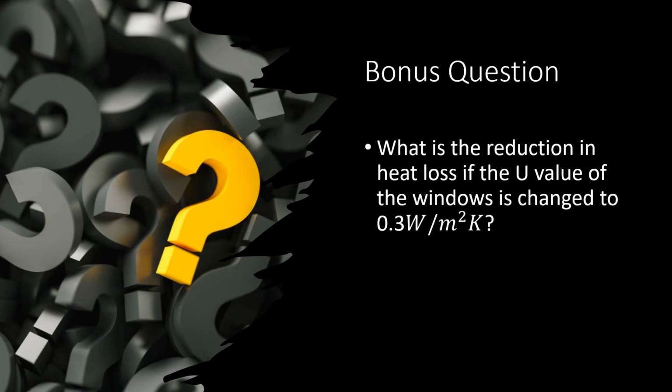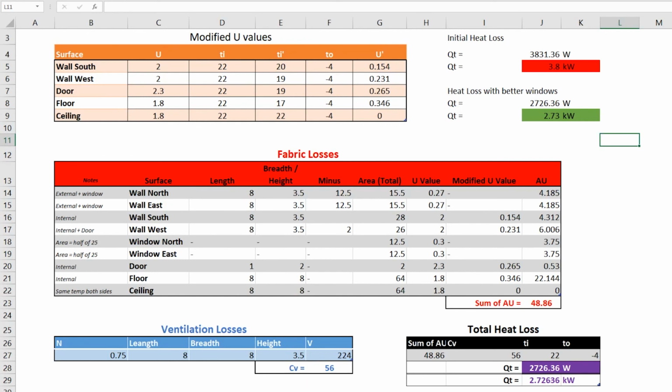Which, check, the question was asking though, what is the reduction in heat loss? So obviously I need to take the difference. So reduction in heat loss equals, and I'm just going to go for that initial value of 3.8 minus that new value, which gives me 1.7 kilowatt reduction. There we go. And yeah, that's that.